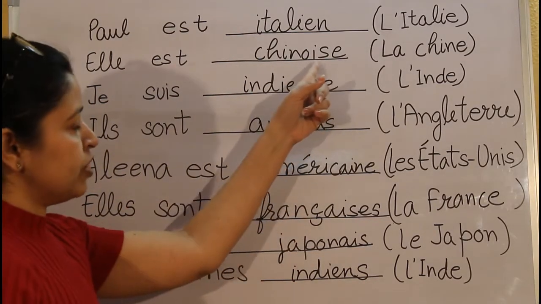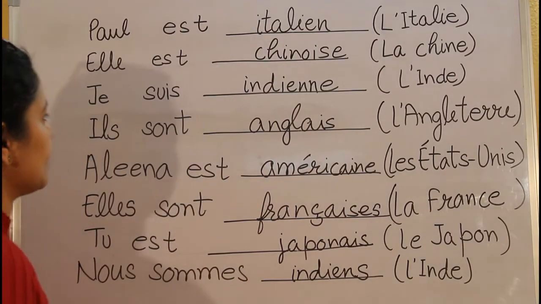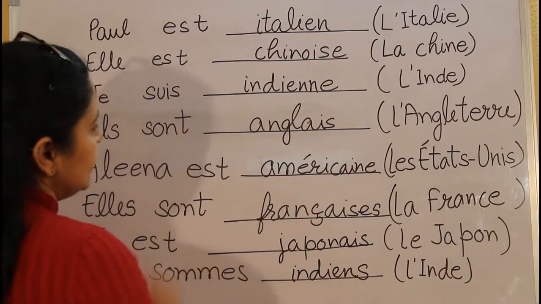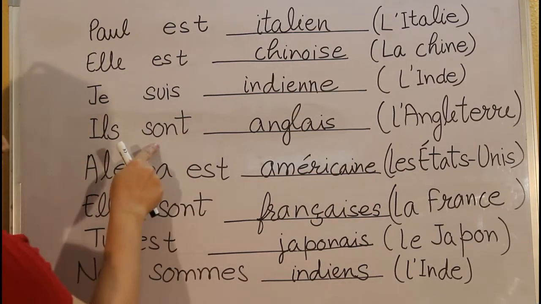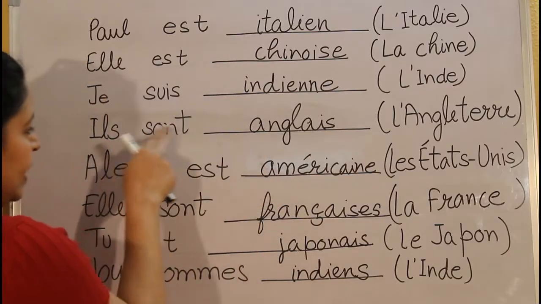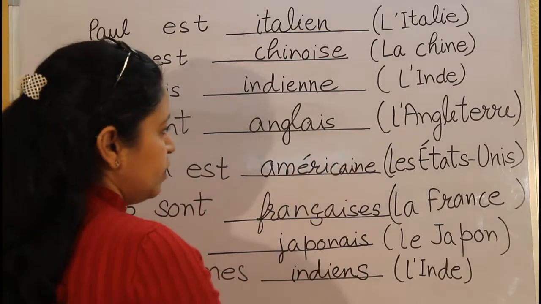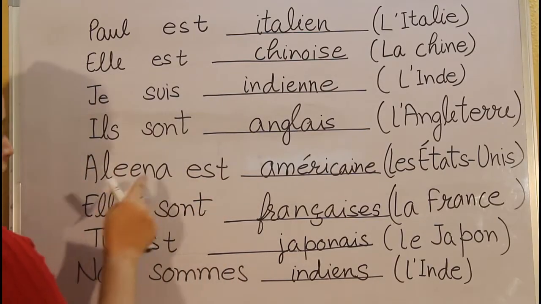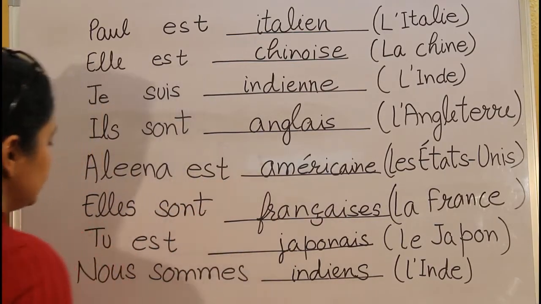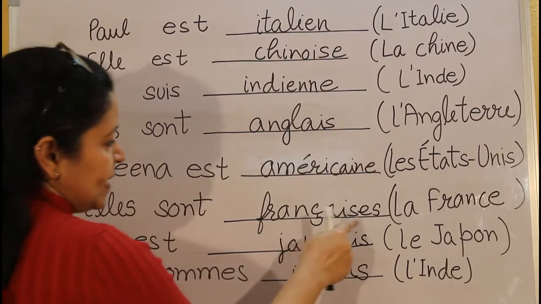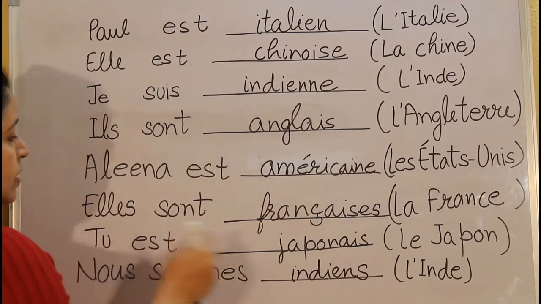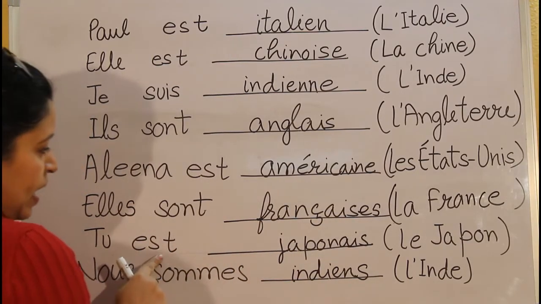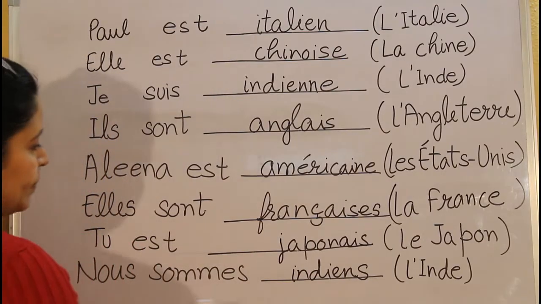Whenever there is E after S, you'll read it like Z, chinoise. She is Chinese. Je suis Indienne. I am Indian. Ils sont anglais. They are England people or the English people. Elena est américaine. Elena, the girl, she is American. Elles sont françaises. They are the girls. They are French. Tu es japonais. You are Japanese. Nous sommes Indiens.